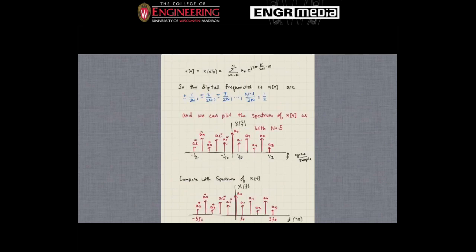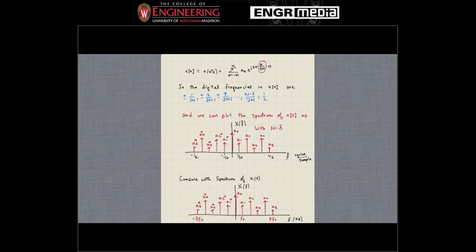So remember this equation, I've written it back on top. And now if we look at this, we can see the digital frequencies, right? The digital frequencies, or the discrete time frequencies, are just written right here, k divided by 2n.